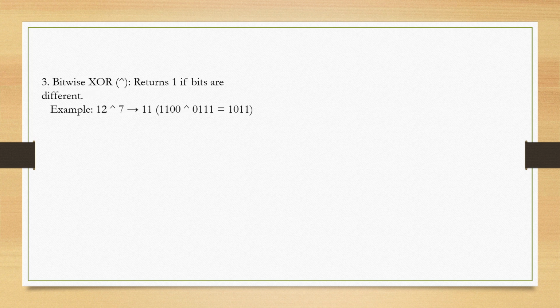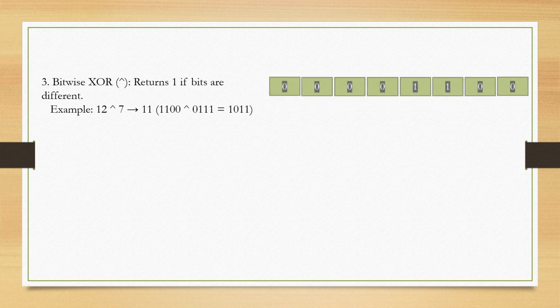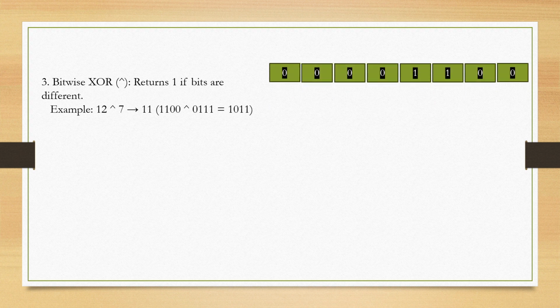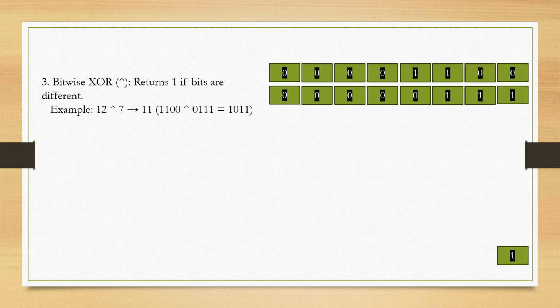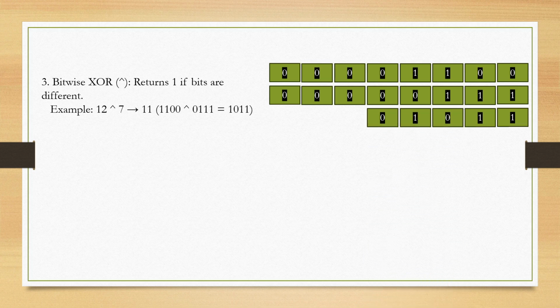Next is our bitwise XOR. It returns 1 if bits are different. If our inputs are different, one is 1 and another is 0, then our output will be 1. Here it is our 12 and it's our 7. It returns 1 when both inputs are different. It returns 0 because both inputs are the same. If both inputs are the same, either 0 or 1, then it returns 0.